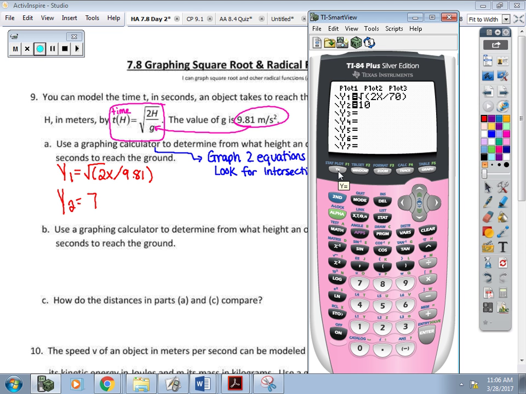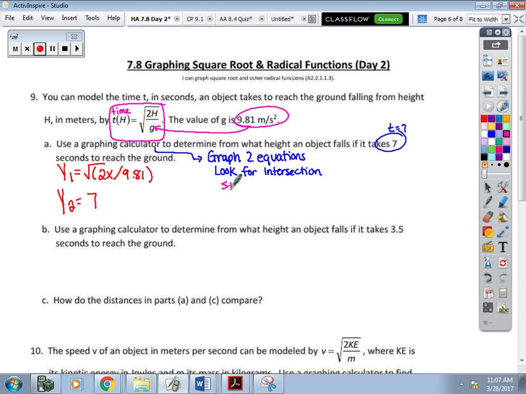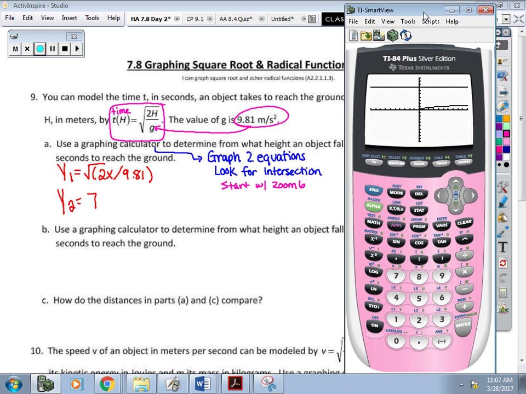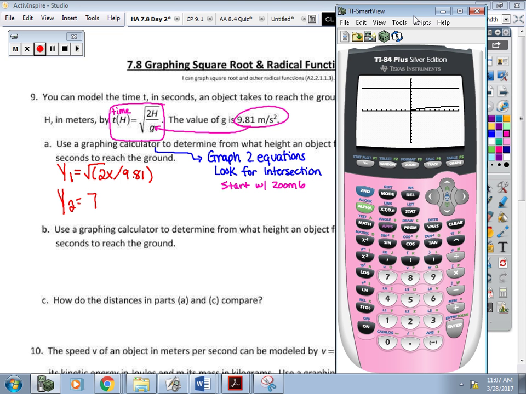And we're going to see where these two things intersect. So on our graphing calculator, we'll go and figure out anything in our y equals. We'll type in our square root, 2x divided by 9.81. And in y2, we'll put equals 7. And then, of course, we always want to start with Zoom 6 as our standard. And we should see, obviously, here's our y equals 7, horizontal line.